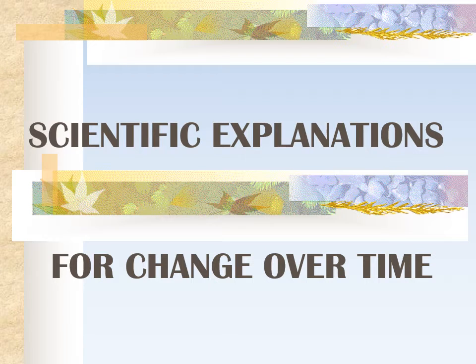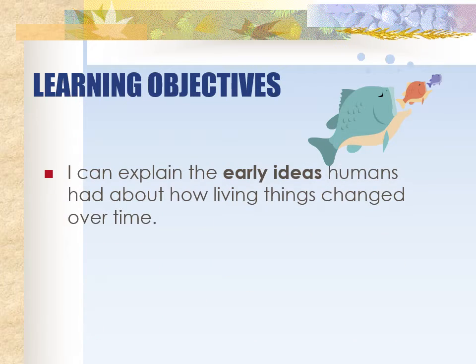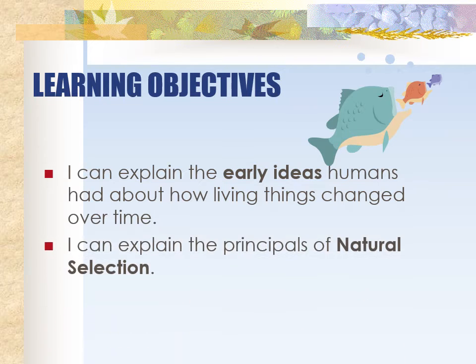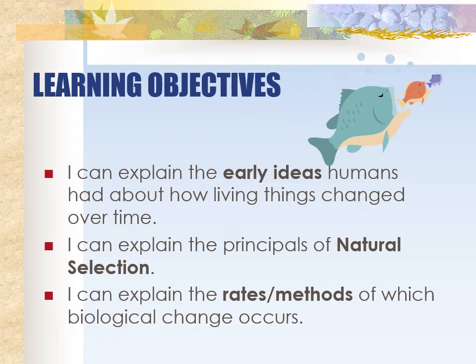In this lesson, we're going to explore the scientific explanations for change over time. Our learning objectives for this lesson include that you can explain early ideas humans had about how living things change over time, that you can explain the principles of natural selection, and that you can describe or explain the rates or methods at which biological change occurs over time.